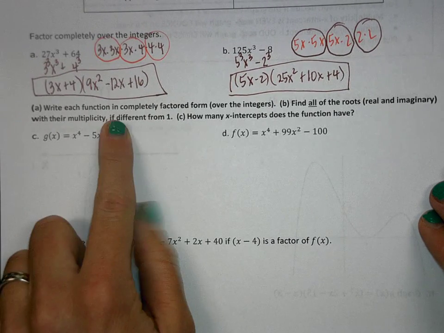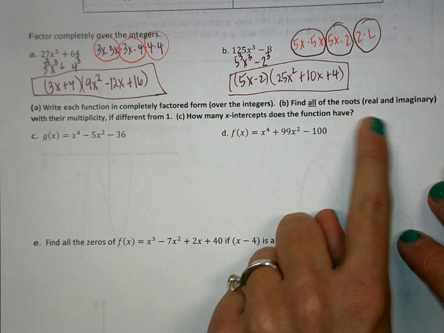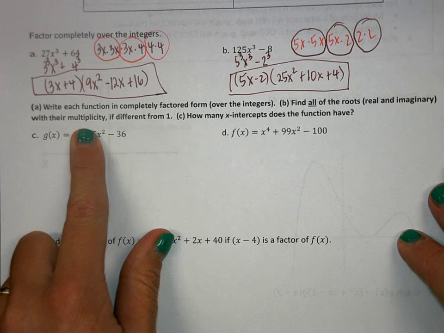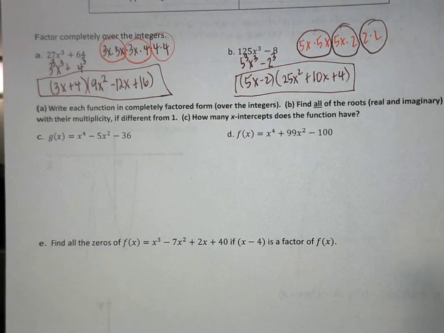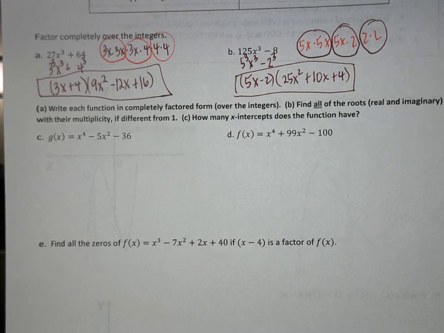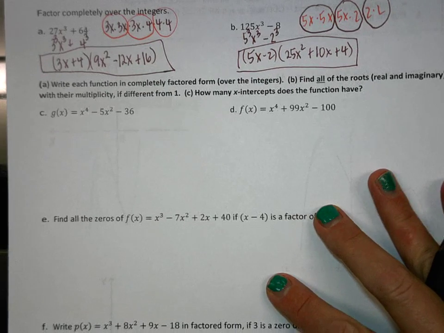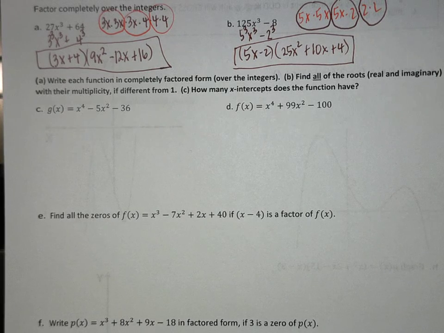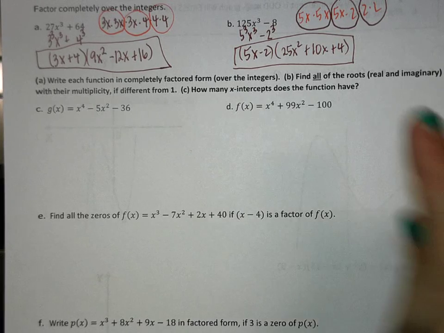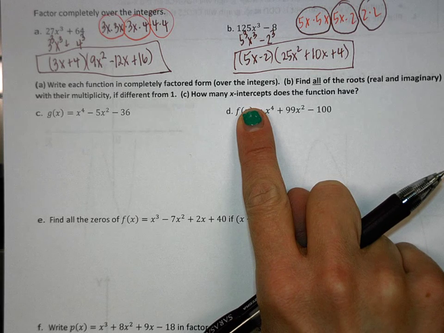Okay, it says write each function in completely factored form over the integers. Find all the roots, real and imaginary, with their multiplicity if different from 1, and then how many x-intercepts does the function have? Okay, so anytime you have an answer that's imaginary, and how do you get imaginary numbers? There's a negative under a root. Negative under a root. So while you can get that answer with the imaginary numbers, it's not actually a point that's going to be on the graph. So those wouldn't count towards your x-intercepts. But any answer that's not imaginary is an x-intercept.